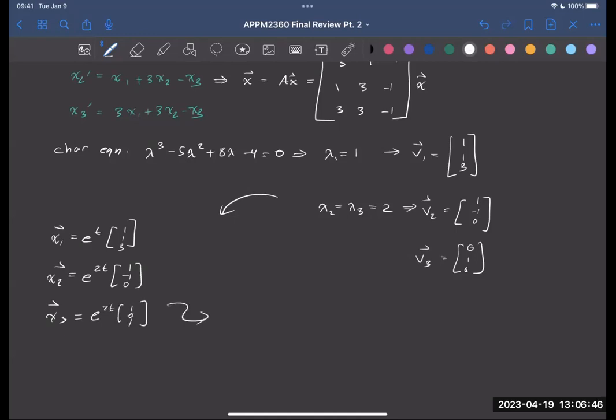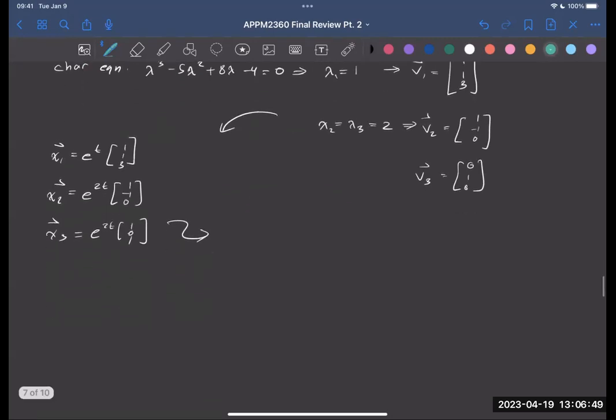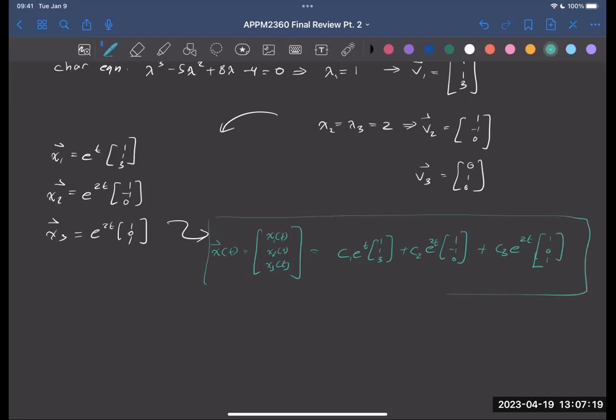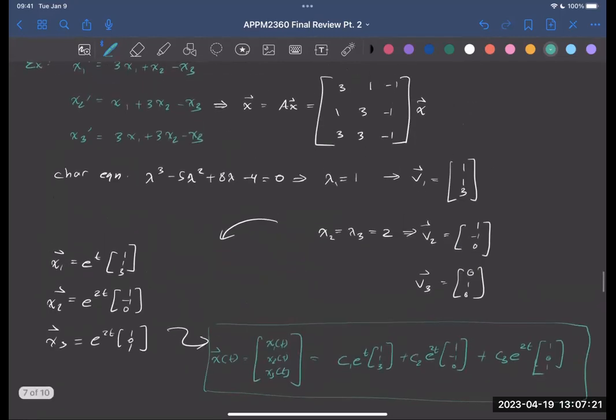And from this, I can form the entirety of my solution, which will be x of t, or vector x of t, will be a vector of x1 of t, x2 of t, x3 of t, which I can then just expand out as c1 e to the t times 1, 1, 3, plus c2 e to the 2t, sorry, 1, -1, 0, plus c3 e to the 2t, 1, 0, 1. And that's my final solution for this particular example problem.